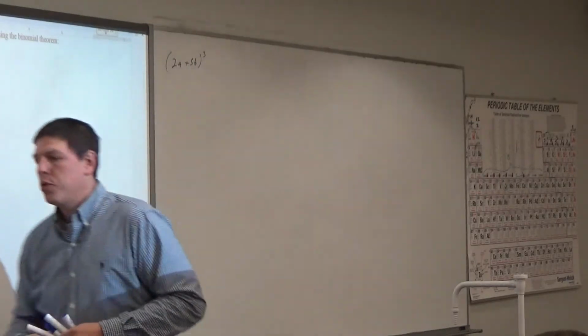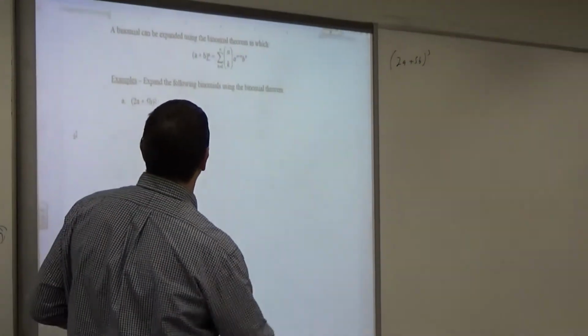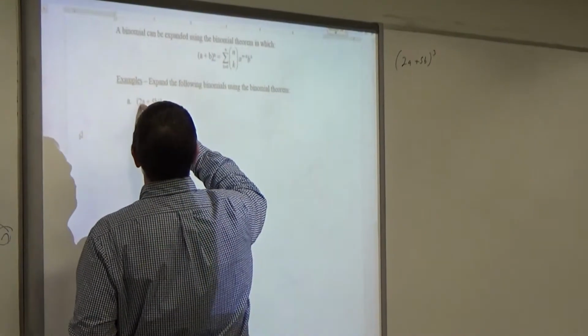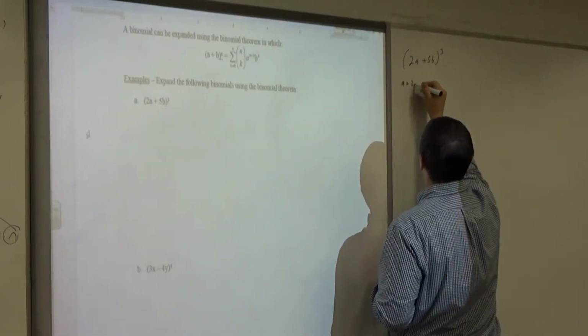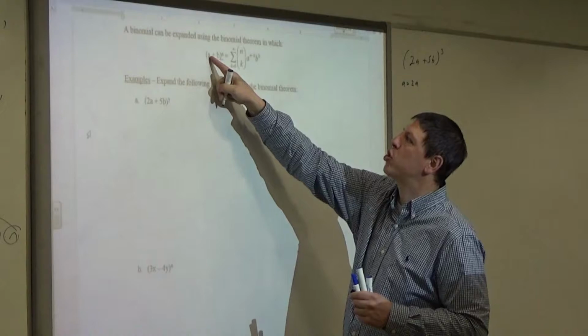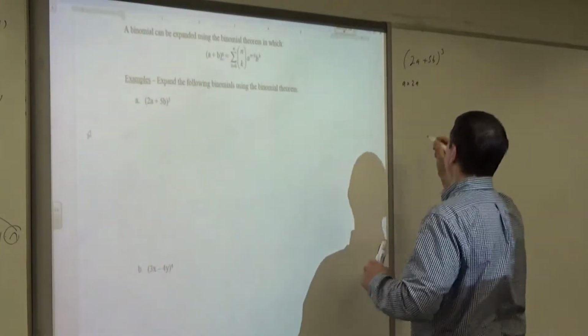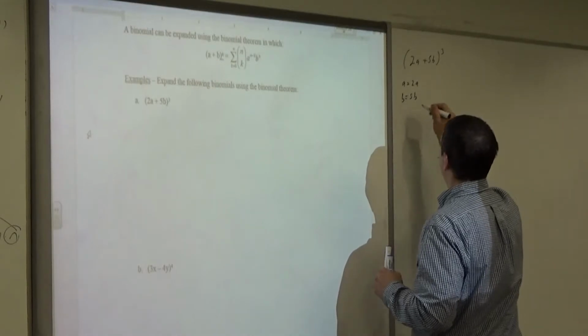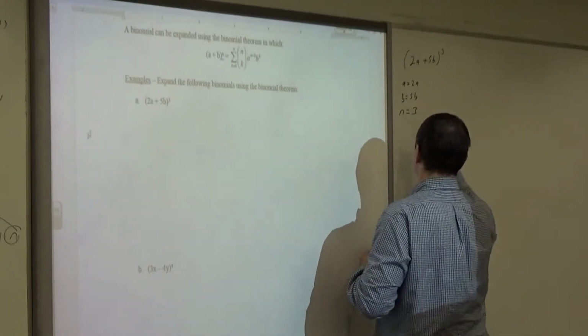Let me bring up the binomial theorem again too, because I want to make sure we have that. In this example, a is really equal to 2a. So a equals 2a. That's like the placeholder for that. b is equal to 5b. And then n is going to be equal to 3. That's our exponent.